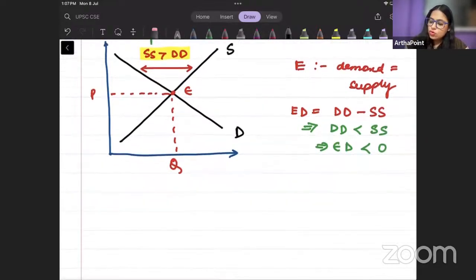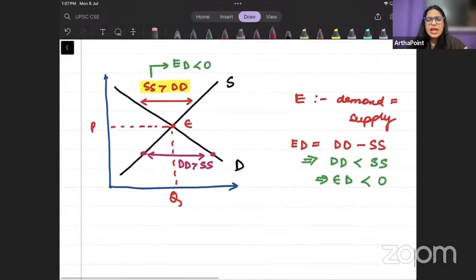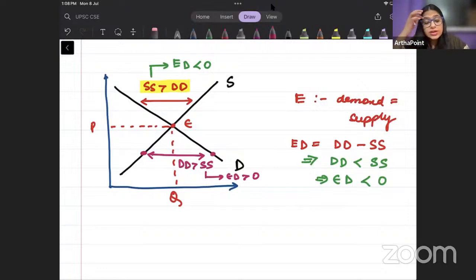Similarly, if you notice here, your demand is more and supply is less. So in this region, your demand is more than supply, and we can say that your excess demand is positive. We always give this in terms of excess demand and excess supply.